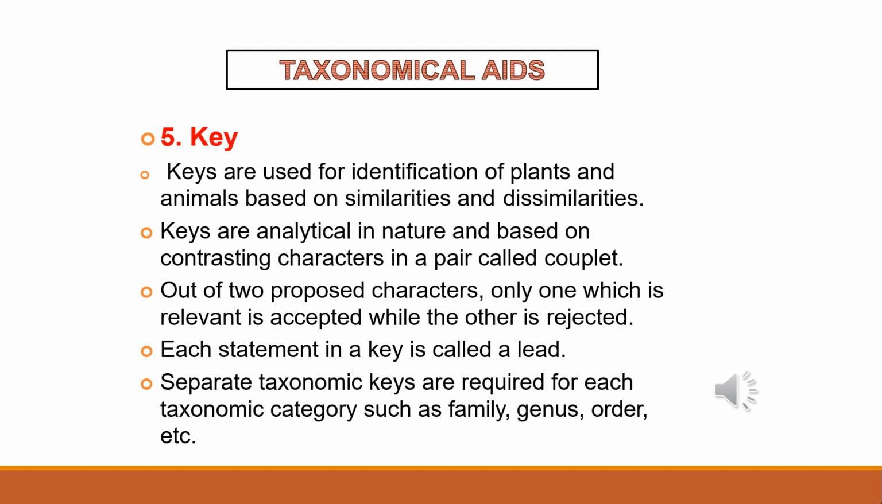So taxonomical keys are of two types, bracketed and indented. In a bracketed key, the alternate characters are given numbers in brackets. In an indented or yoked key, there is a sequence of two or more alternate characters from which selection and elimination are carried out. So I'm telling you one example.